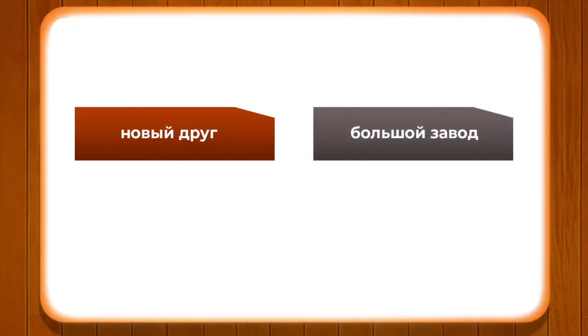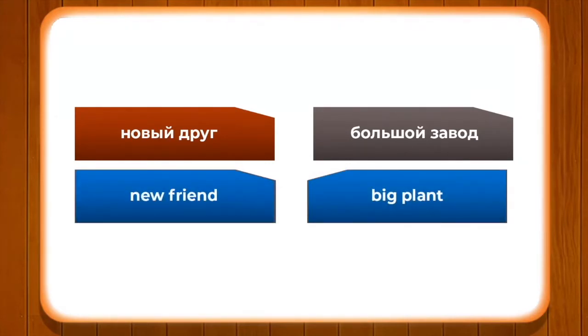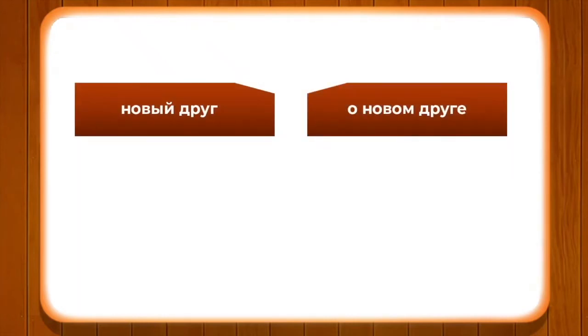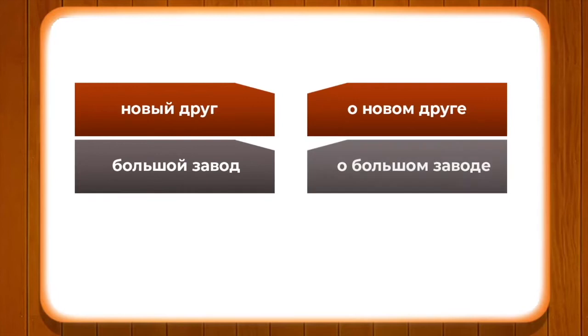So, новый друг or большой завод, there are two different expressions, new friend and big plant. Absolutely, the first one is animate, the second one is inanimate. However, let us see how they are changed. Новый друг, о новом друге, большой завод, о большом заводе. If you pay attention to the ending of these two adjectives, they are absolutely similar. However, the difference only is that one is animate, the other one is inanimate.